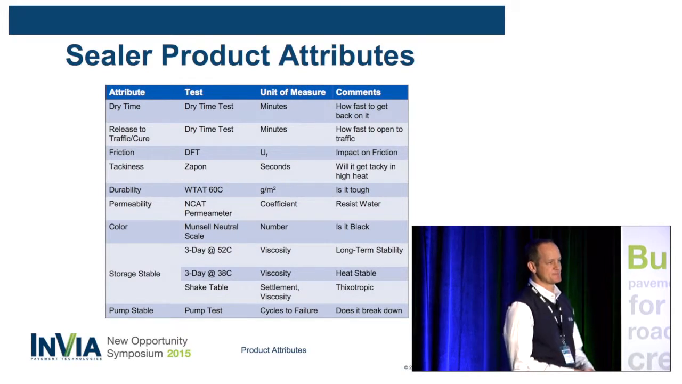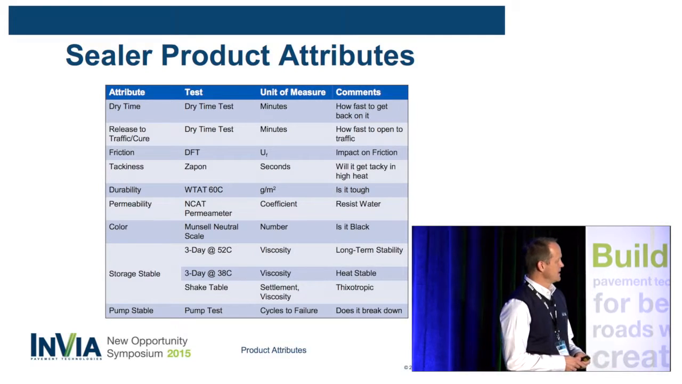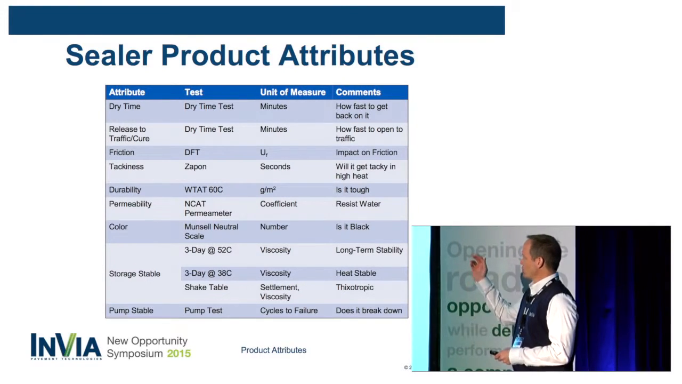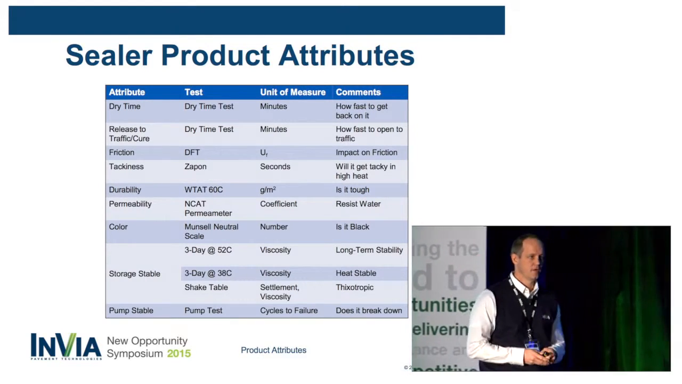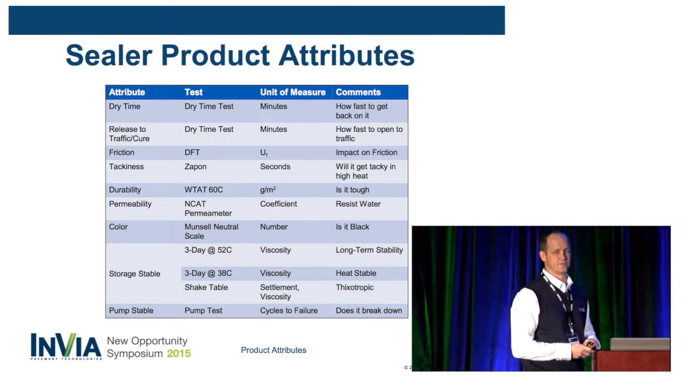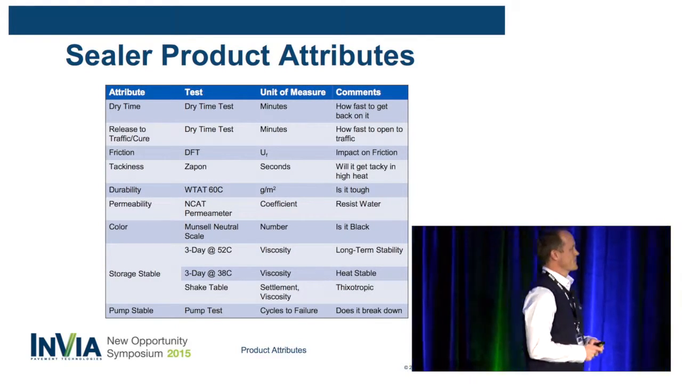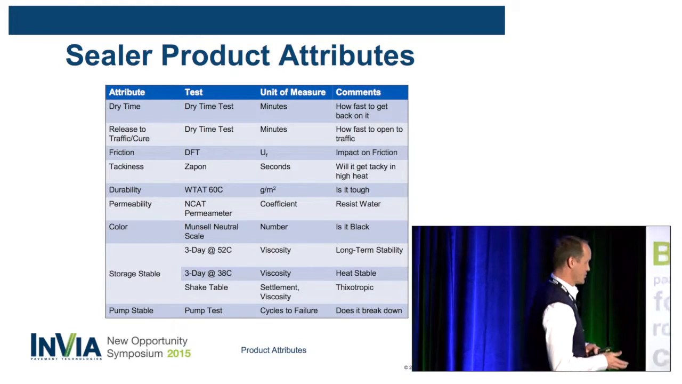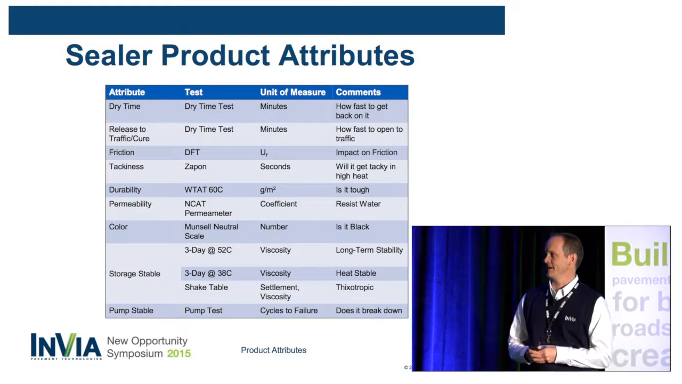So here's the list you guys have been waiting for. There's a lot of performance attributes up there that should look familiar. I'm going to run through them top to bottom here. Dry time. Very complicated test we have. It's called the dry time test. Release to traffic or cure time. Also, top secret test, the dry time test.